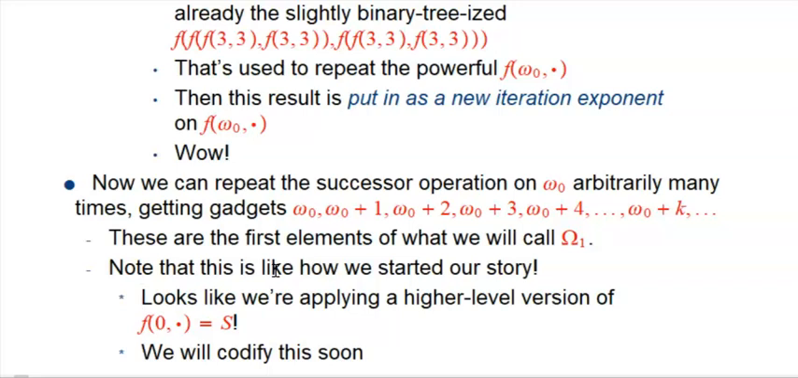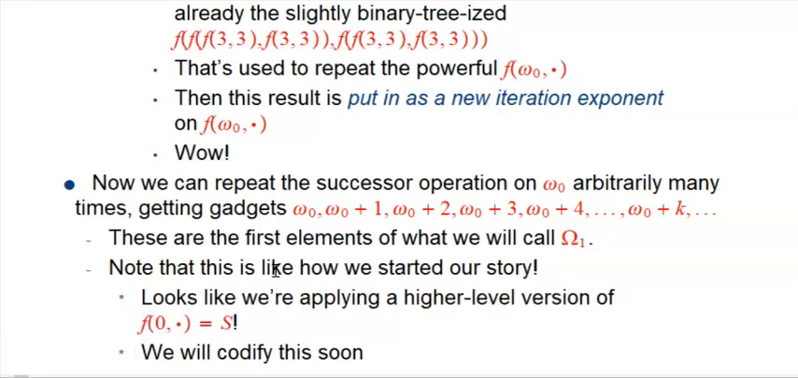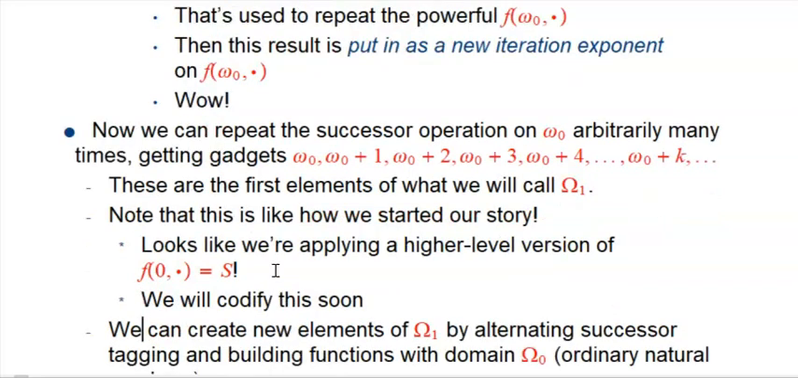And in particular, it looks like we're applying a higher level version of f of 0 itself. So this is another kind of diagonalization, I don't know, recursion argument. I guess it's really recursion. And it seems like we're applying the f idea, the fast growing hierarchy idea, to these new gadgets that were so powerful in the control argument of f. And that will be part of the final codification of how this can go very, very far.